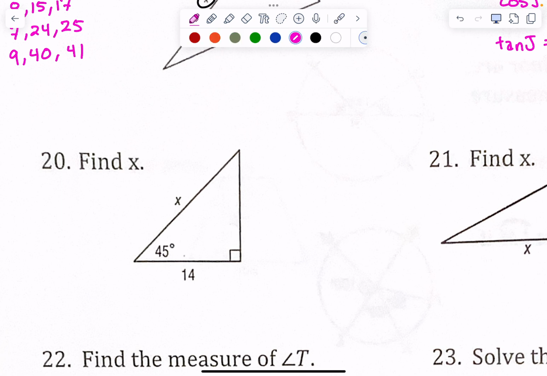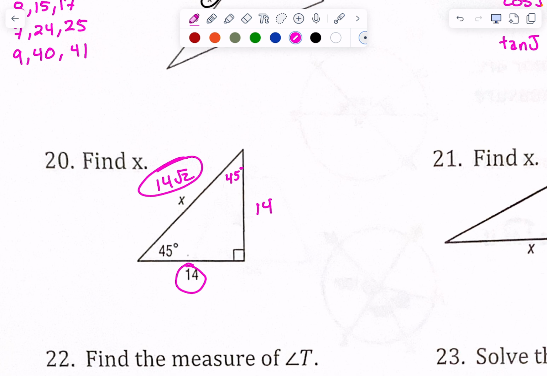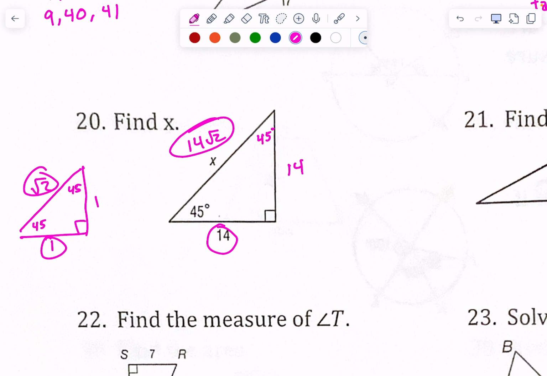I don't really care. You can use SOHCAHTOA if you want to. But isn't the top one 45, so it's going to be 14, 14? This is a 45-45-90 triangle, right? So if this side is 14, this side is also 14. Do you remember how to do this one? It's 14 square roots of 2. That's what x will be, because the rule for a 45-45-90 triangle says the hypotenuse is 1 square root of 2 times a leg. So whatever this bottom side is, you take it times the square root of 2 to get the hypotenuse.